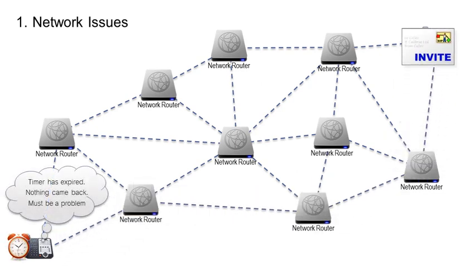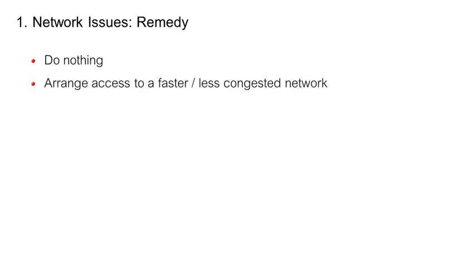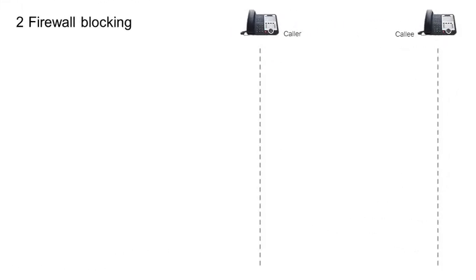The remedy to network issues? Well, we could do nothing. We could hope the congestion is cleared before the next request is sent. Or if things are serious, we could arrange access to a faster, less congested network, perhaps a rented SIP trunk or something. Another cause for delivery problems can be firewall blocking.